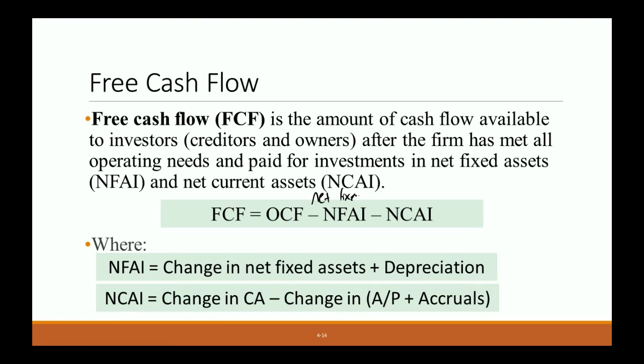Net fixed asset investment. And NCAI is our net current asset investment. So our net fixed asset investment, this is the change in our net fixed assets plus depreciation. Our net current asset investment, this is the change in our current assets minus the change in accounts payable and the change in accruals.